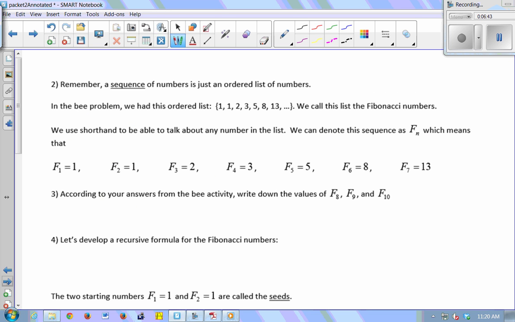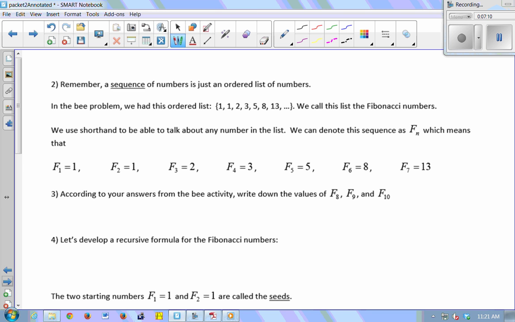All right, so this sequence of numbers is just an ordered list of numbers: 1, 1, 2, 3, 5, 8, 13. This list is called the Fibonacci numbers. And we use the same shorthand to discuss the Fibonacci numbers as we do any sequence of numbers, except this time we're going to call it F. Usually we use P for population, but we're going to use F for Fibonacci.